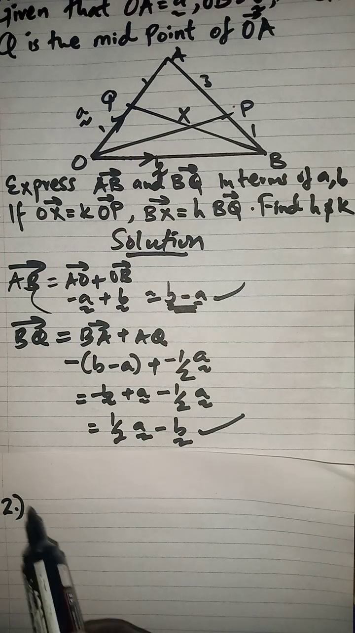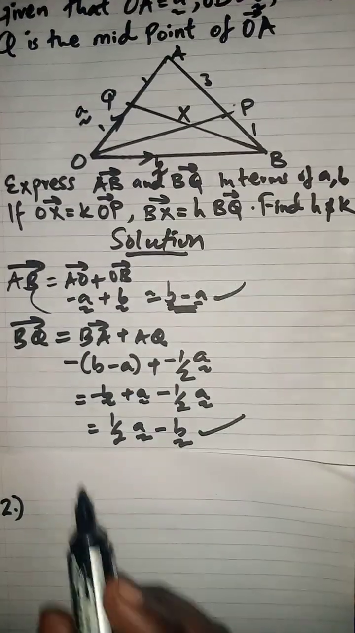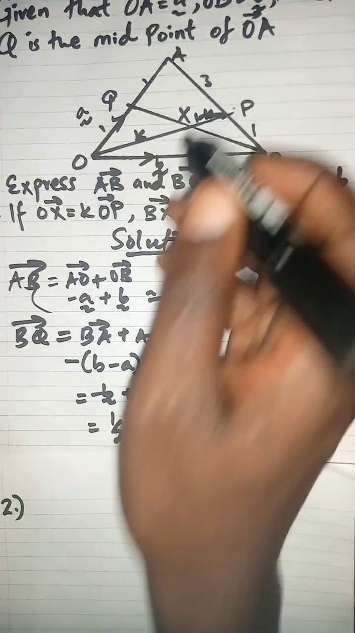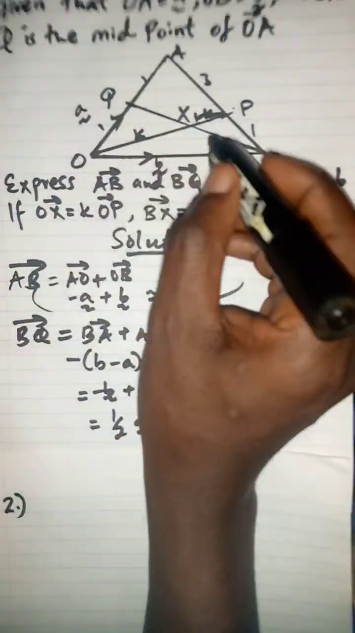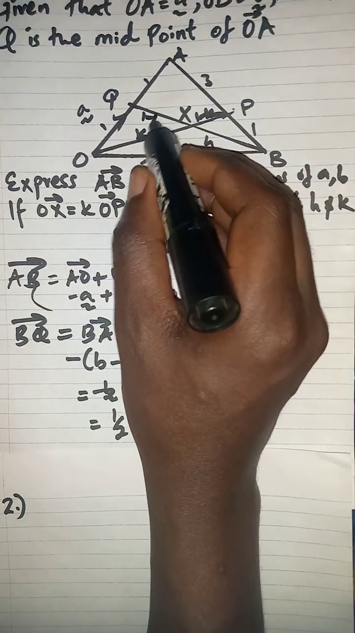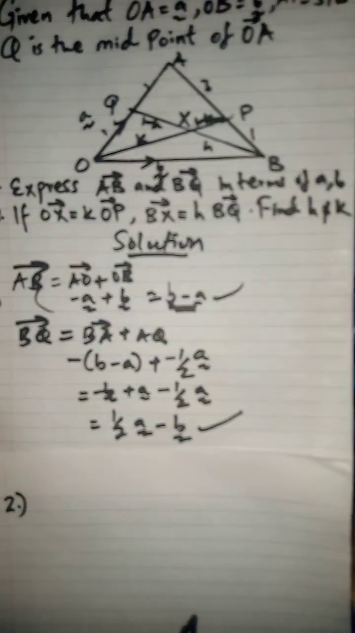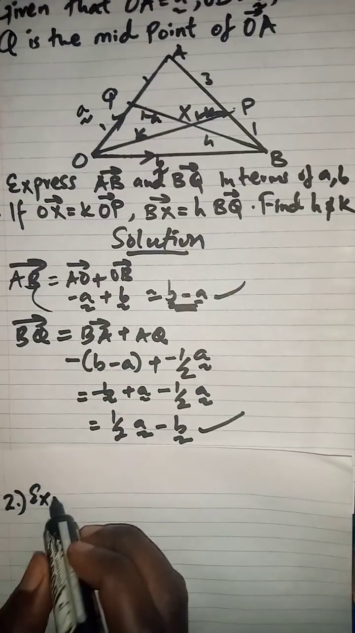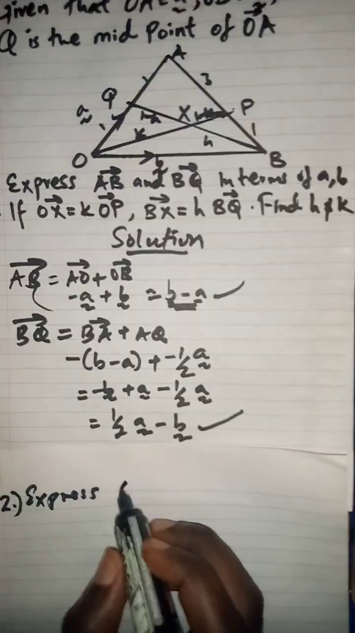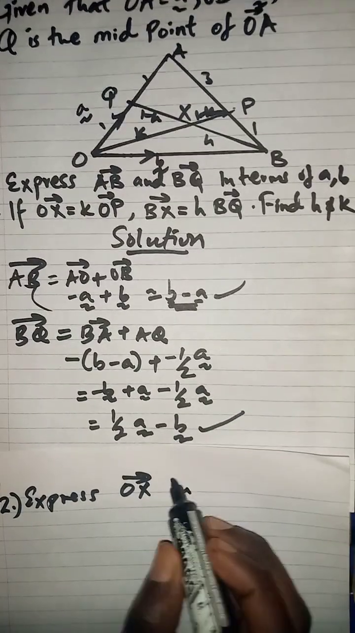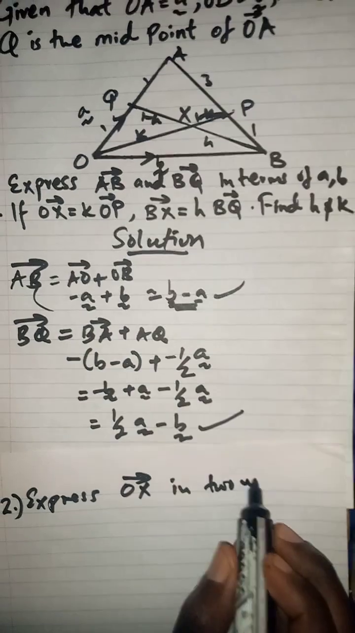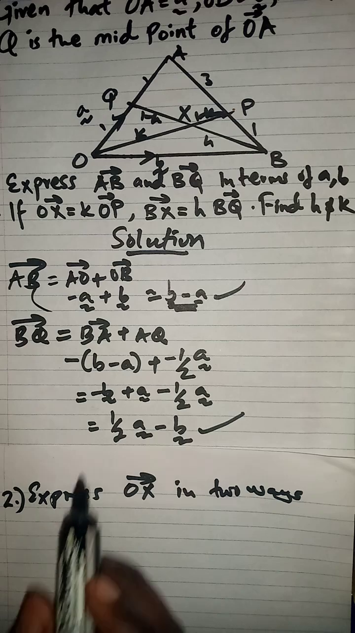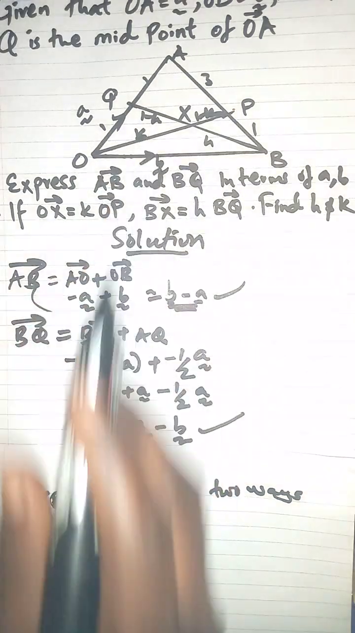So the second part, you're told that OX is K, so I'm going to put here K so that the remaining part becomes 1 minus K. And BX is H, so I'm going to put here H, the other one is 1 minus H. So find H and K. For us to find H and K, I'm going to express vector OX in two ways. The first way, I'm going to pass through K.